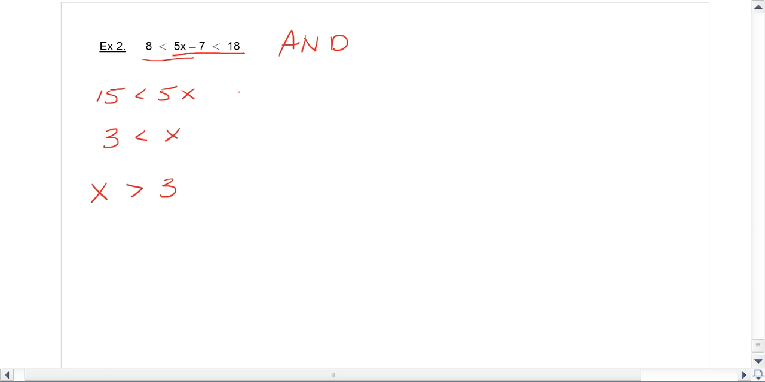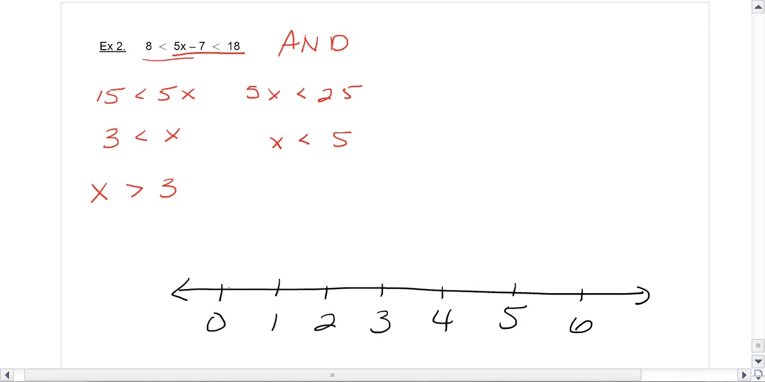So start by adding a 7 to both sides, and I have 5x is less than 25. Divide both sides by 5, x is less than 5. So now I need to graph these two inequalities on a number line. So first I'm going to graph x is less than 3. I'm sorry, x is greater than 3. I can read. Open circle on 3, and greater than would be going off in the positive direction.